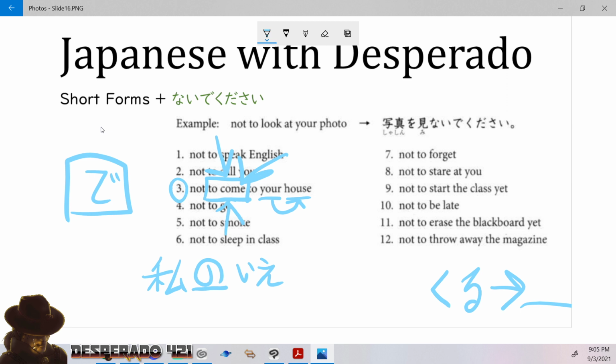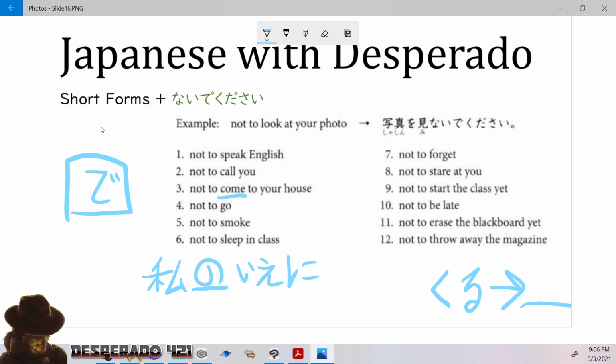Do you remember how movement verbs have a specific particle? Going to a specific location uses ni, not de. Very good. Watashi no ie ni konai de kudasai. Very good.